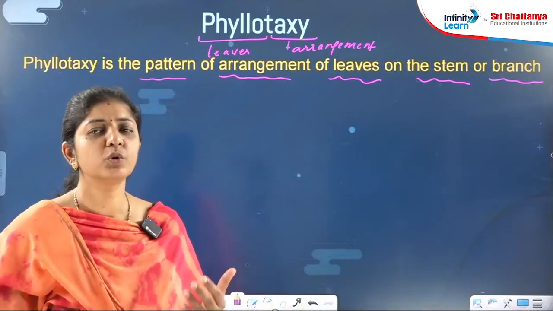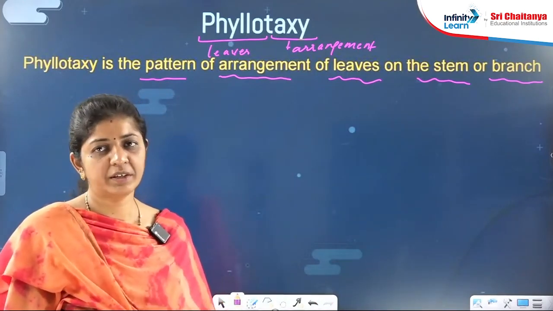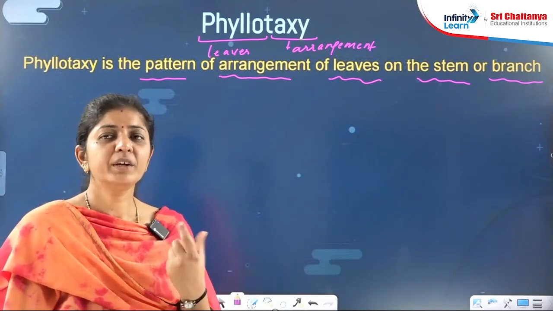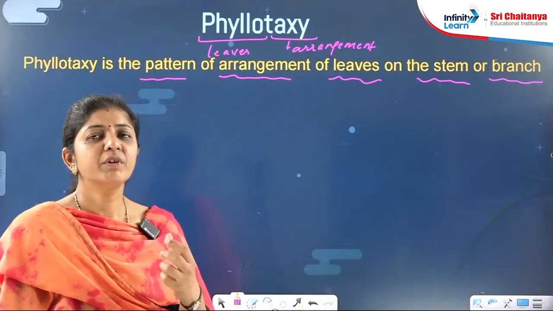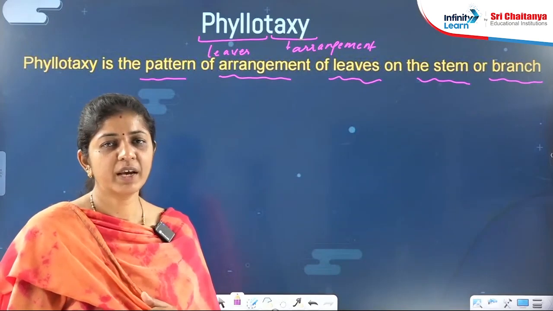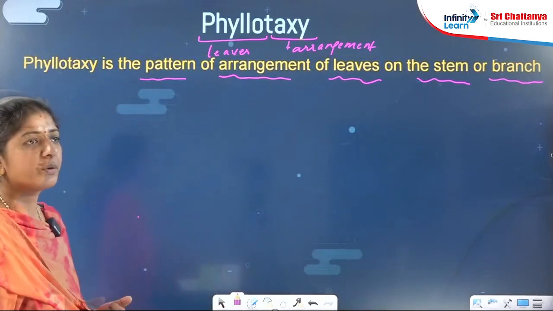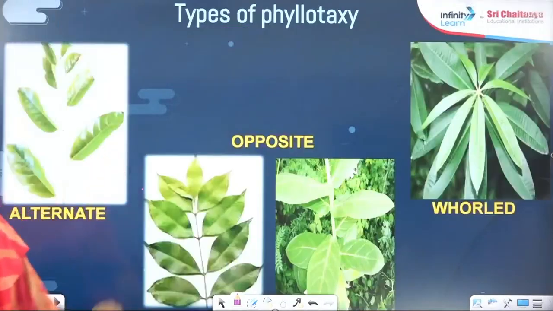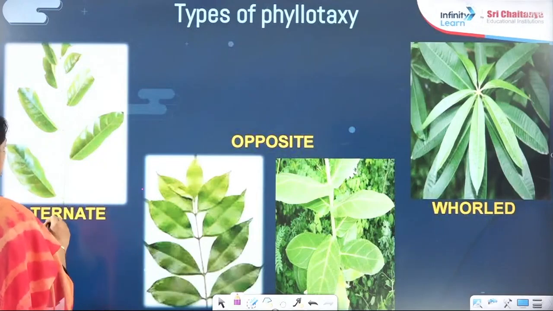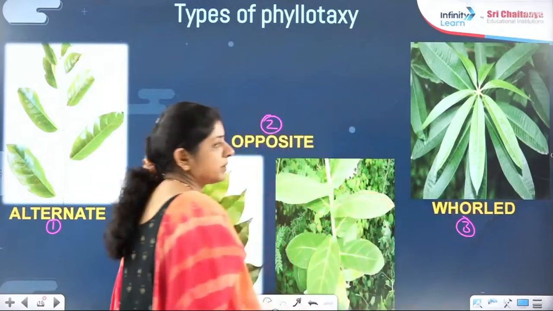Why do different species show different arrangements? Reason, they need the proper exposure towards the light. Every leaf from tip to base may not get proper exposure. To get a proper exposure, they must have a proper orientation or arrangement on the main stem or on the branch, right? Now let's talk about the types of phyllotaxy. Basically, three types are there. One is the alternate type, second is the opposite type, third is the whorled type, right?